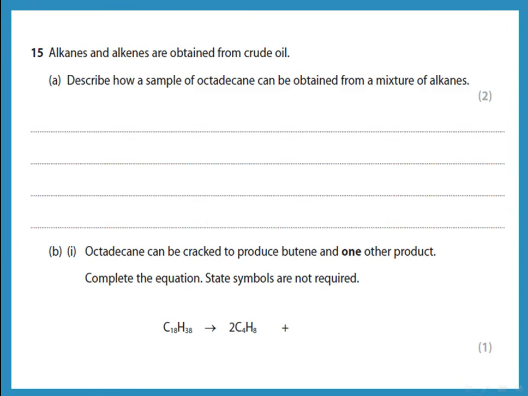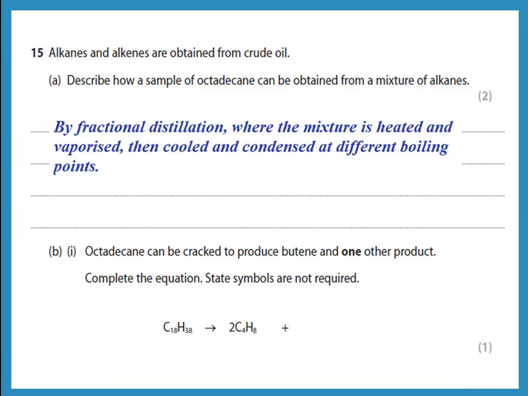Okay, the next question is about alkanes and alkenes, and he says describe how a sample of an alkane can be obtained from a mixture of alkanes. Remember, a mixture of alkanes means they are a mixture of liquids. It's obtained from crude oil. I can liquefy them and do fractional distillation. So the mixture is heated, vaporized, cooled, and condensed at different boiling points.